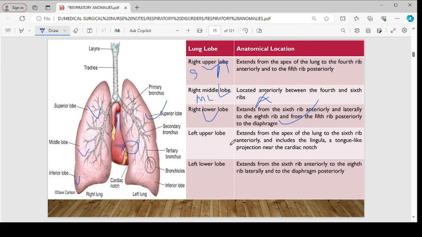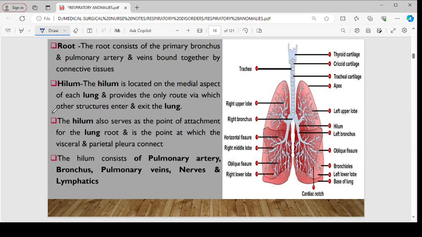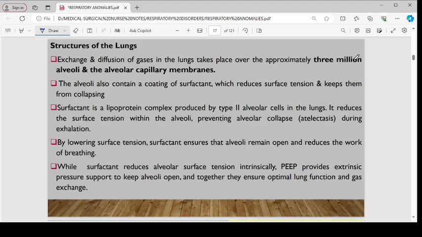Then we have the left lower lobe, which is here, this inferior lobe. This one extends from the 6th rib anteriorly to the 8th rib laterally and to the diaphragm posteriorly. The other parts are the roots, the hilum, and so on. The hilum consists of the pulmonary artery, the bronchus, the pulmonary veins, the nerves, and the lymphatics. We can appreciate all these on our diagram.